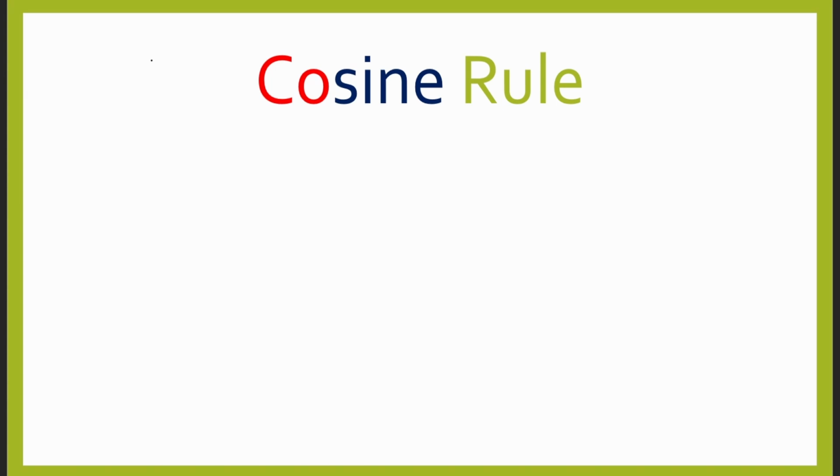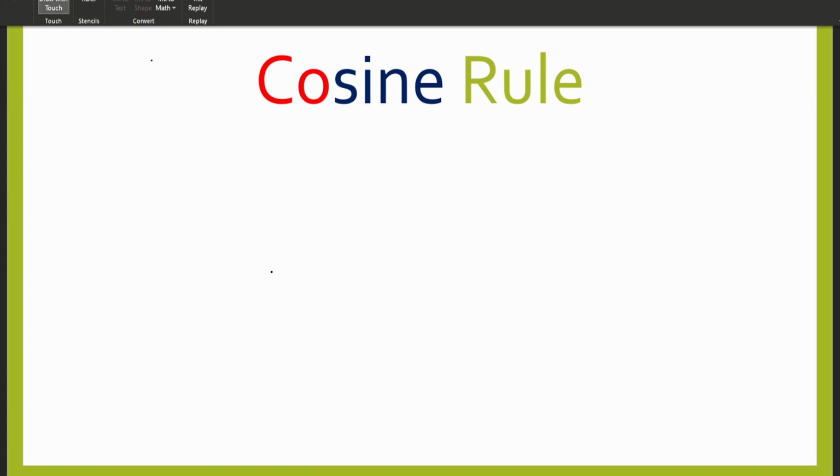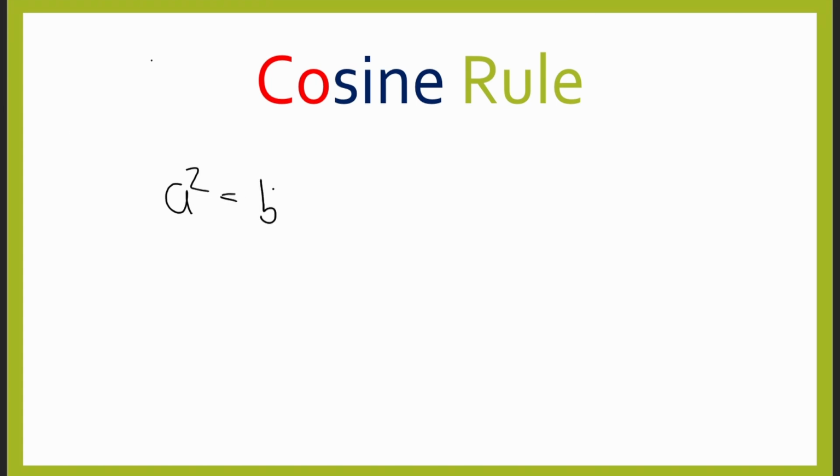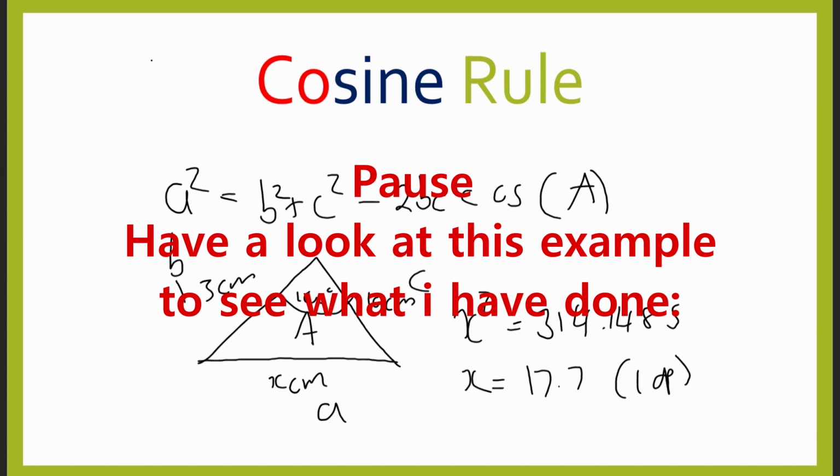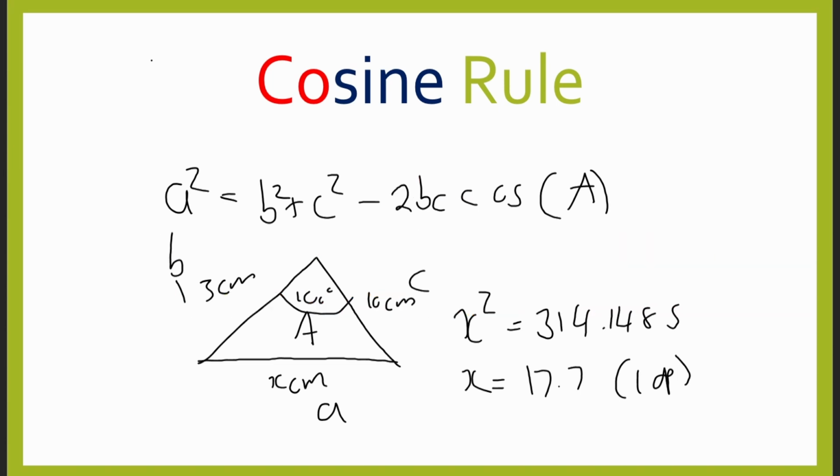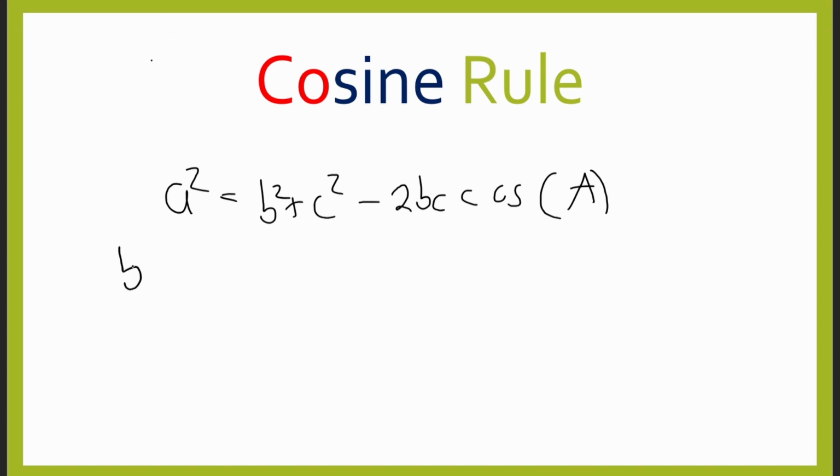Cosine rule. The cosine rule states a squared equals b squared plus c squared minus 2bc cos of angle A. You can rearrange this again, just like we did with the last one. What you can do is take away a squared from both sides to get b squared plus c squared minus 2bc cos A minus a squared equals 0.